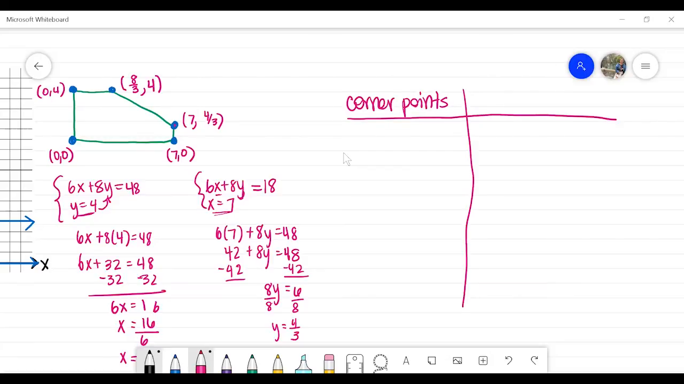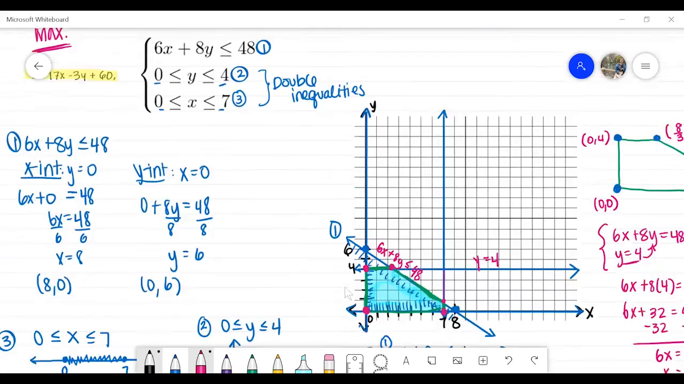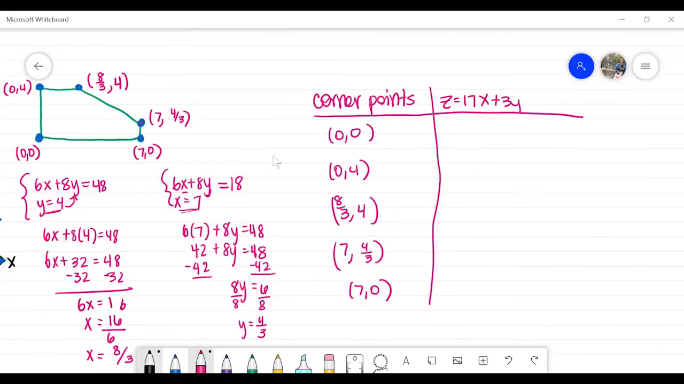So in no particular order, I'm going to start with 0, 0 and work my way around. So 0, 0; 0, 4; 8/3 and 4; 7 and 4/3; and 7 and 0, right? Maybe you want to knock out the whole numbers and come back to the fractions. Again, whatever works. Okay, so let's plug it in. This first one is lovely because you get z is 17 times 0, minus 3 times 0, plus 60, and that's just 60, right? 0, 0 is our favorite point.